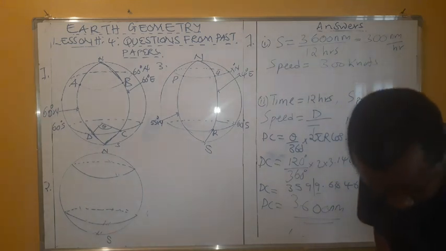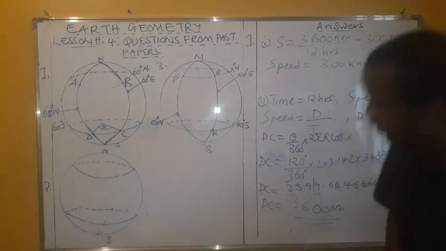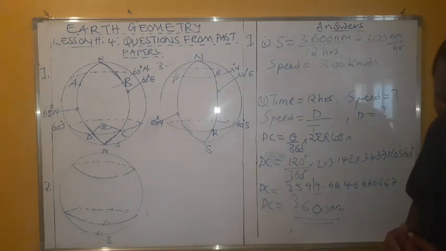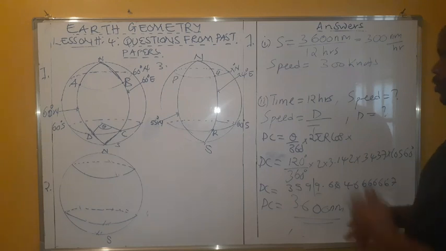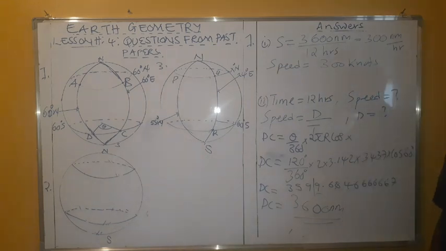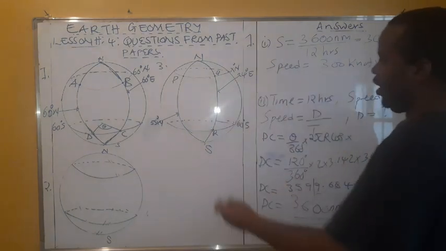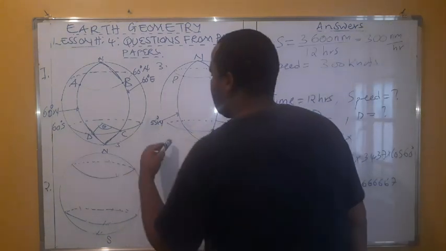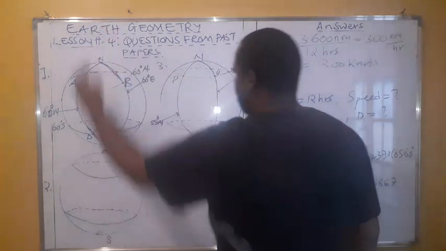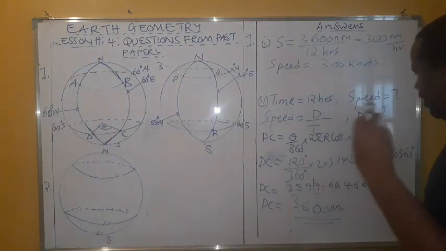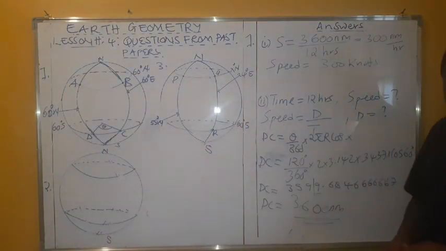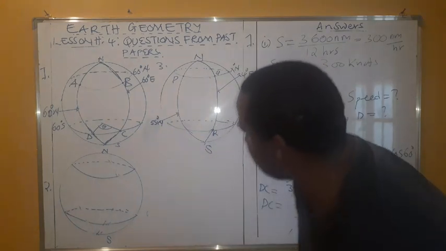So I think this question has been tackled. The first one was about finding the distance BC, which we did. Then the other one was about the speed. So if the distance is not given, find the distance, whether it was along a circle of latitude or a circle of longitude, as long as you apply the correct formula. So we can go to the second question.